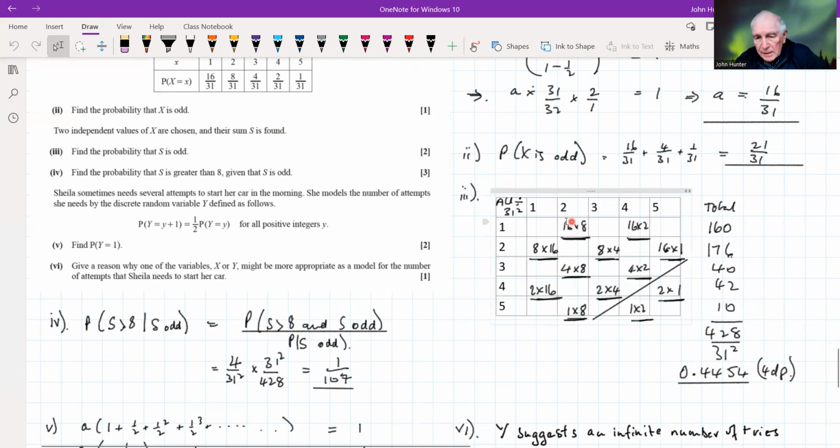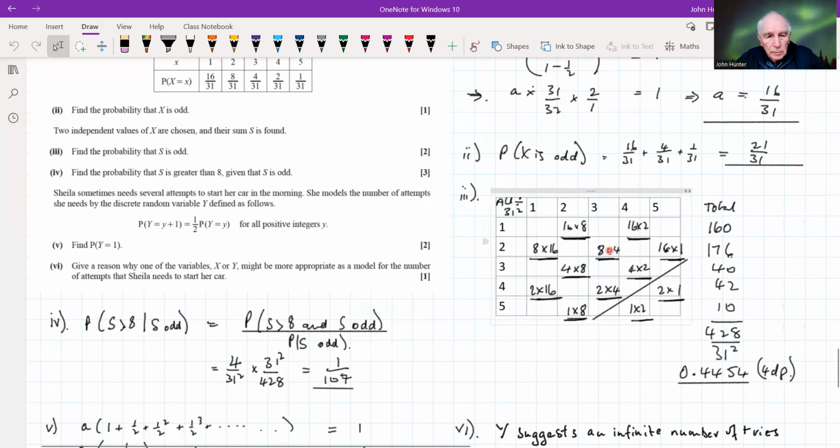So just to make this table a bit simpler, I've put a little caveat up here, all divided by 31 squared. So the probability of 1 followed by a 2 is 16 times 8 divided by 31 squared. Essentially, it's 16 divided by 31 for a 1 on the first selection, and then 8 divided by 31 for the second selection. All right, so we go through and populate this whole table on that basis. So we've done all that.